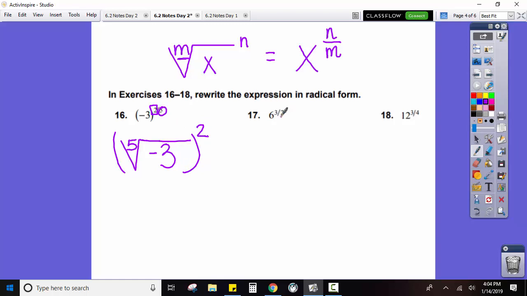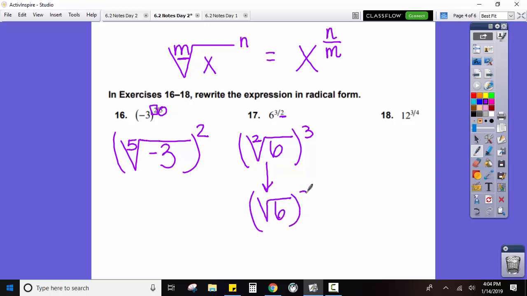Okay, for 17, 2 is the number in the radical. So it's the square root of 6, all to the third power. And really, remember when we do the square root, we don't have to put the 2 there. So I just say the square root of 6 to the third power. And it says express it in radical form. So we don't want to know what this equals. Okay, and lastly, number 18 here, I have the fourth root of 12 all to the third power.